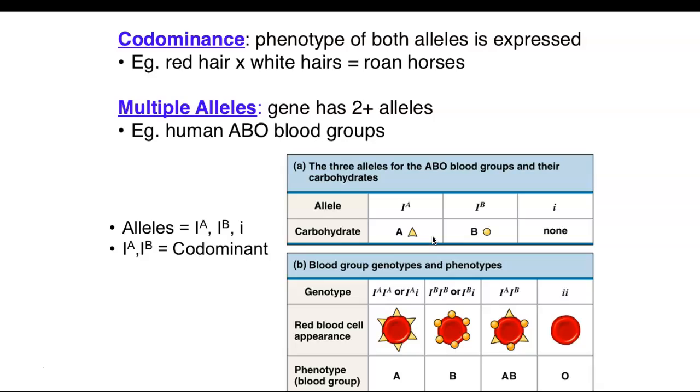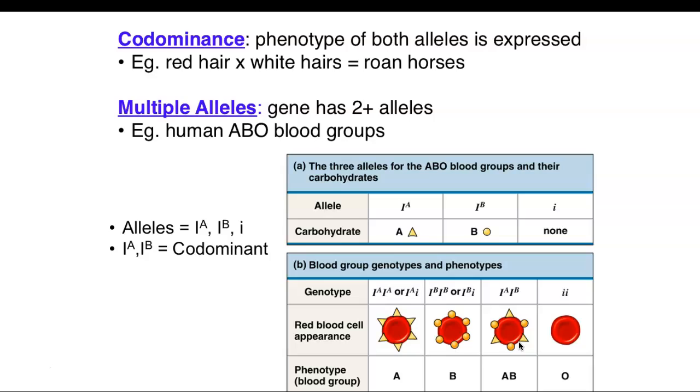Hopefully that makes sense. Another example of codominance would be AB blood types. If you have the allele for A and you have the allele for B, you have AB blood. And it shows you right here what blood typing even means. They're carbohydrate chains that are hanging off of the red blood cell. So if you have type A, you have a certain type of carbohydrate. If you have type B, you have a certain type of carbohydrate. And if you have AB, you just have both, and both of them are being expressed. So AB blood type is an example of codominance.